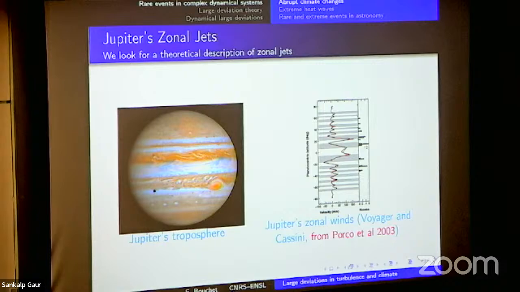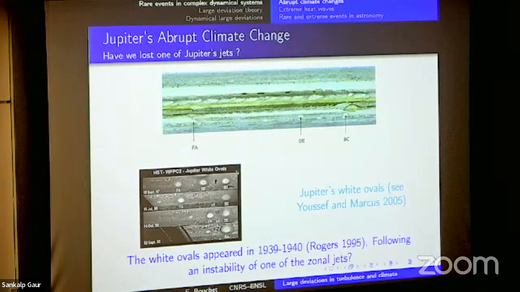So the point is that it has not always been like that. During the period 1939-1940, one of these jets suddenly disappeared, and it actually produced these three white anticyclones that you can see here. And Phil Marcus, a colleague from Berkeley, calls these events Jupiter's abrupt climate change.